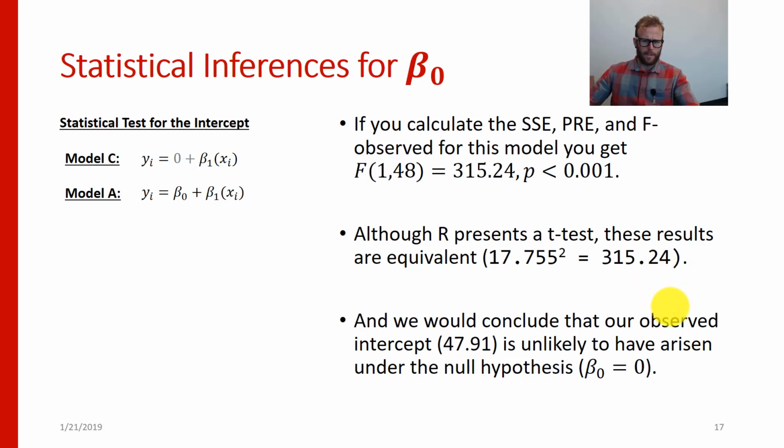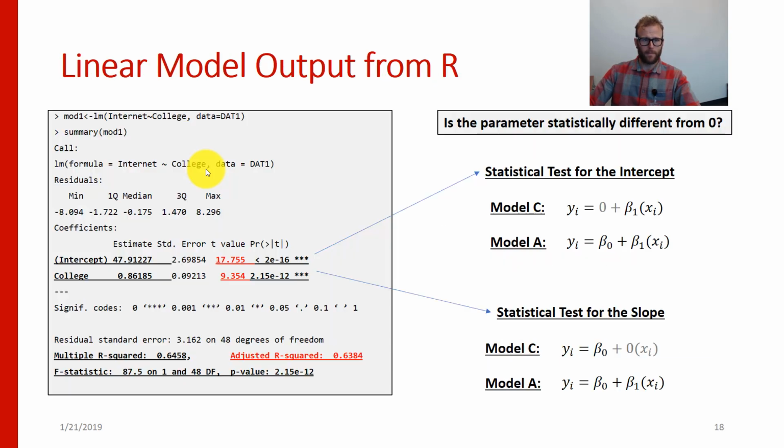So ultimately, what this means is that we conclude that our observed intercept of 47.91 is unlikely to have arisen under the null hypothesis, in which we assumed that beta 0 was equal to 0. So you can see in model C here, we assumed that beta 0 is equal to 0, contrasting that against a beta 0 that we allowed to be free to vary. And when we actually fit those models, model A is statistically better than model C, which means that the intercept is actually unlikely to be 0 in this situation.